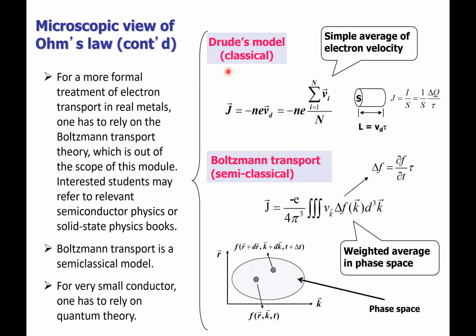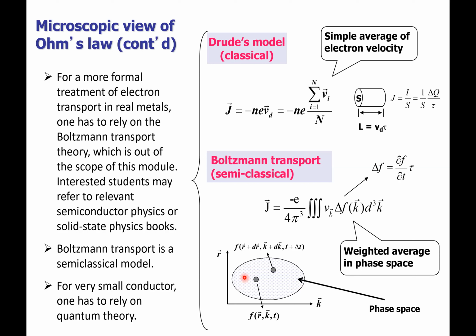And then a slightly improved model we call Boltzmann transport. That's a semi-classical model. In this model, we do care about the distribution of electrons in phase space. The phase space basically consists of k space and the position. Here we only consider the electron in real space. This means the electron moving in real space can be anywhere, right? We don't care whether it can go there or not, because we don't care whether we already have an electron there or not. So we have a simple average. But this is different. In this case, there is a phase space.